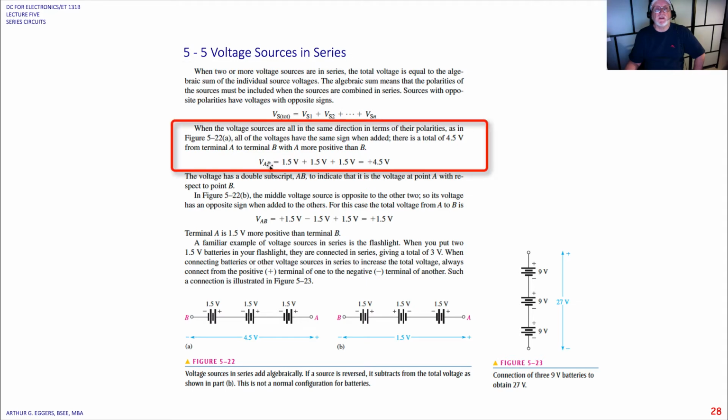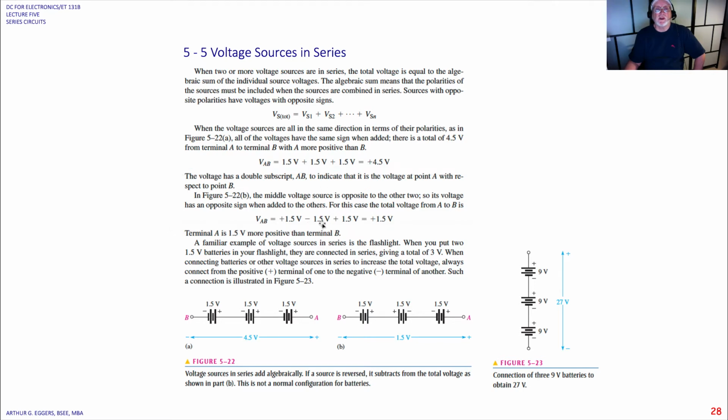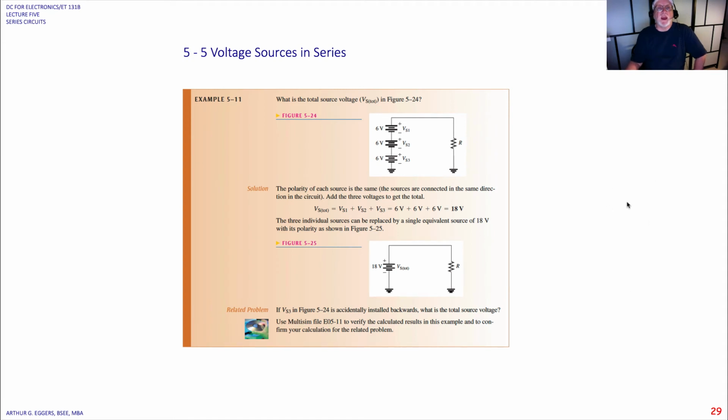So if we look here at the first example, all of them are positive, we end up with 4.5. In B, we have one of them that's reversed, negative, we end up with 1.5. So 4.5 total of all three of those, 1.5 for the three of those. So polarity is important. Always be sure that you account for polarity when you are adding the sources.